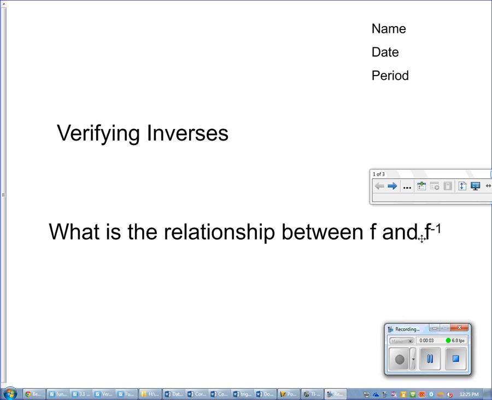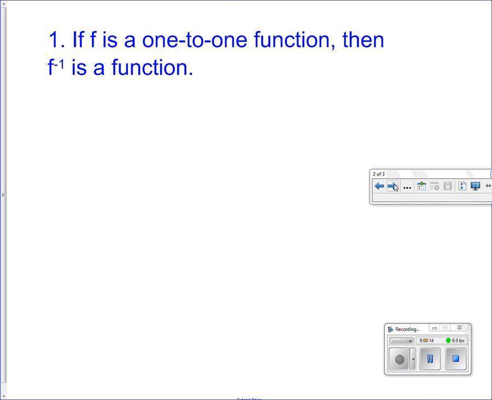The title of these notes is Verifying Inverses. And the essential question is, what is the relationship between f and f inverse? So the first relationship we're going to talk about is when the inverse is a function.